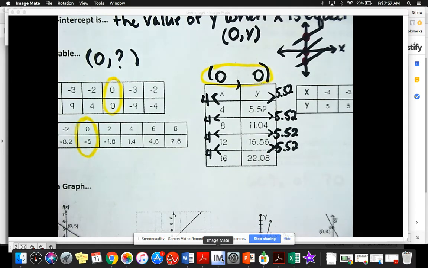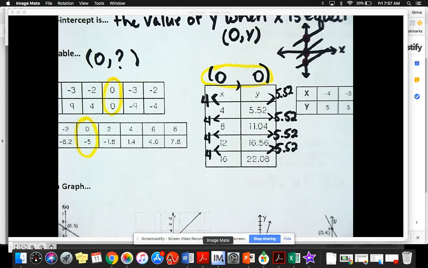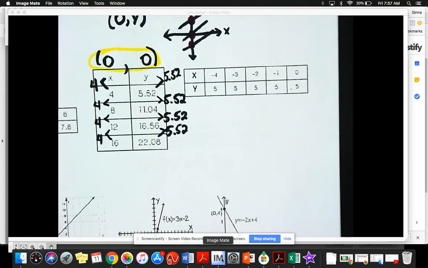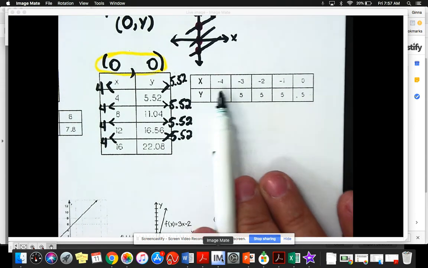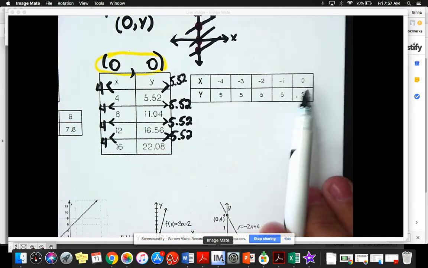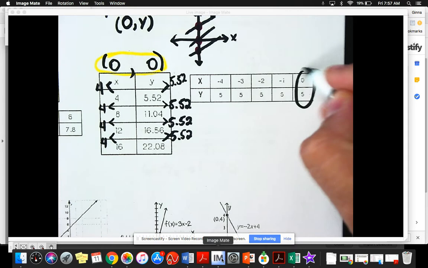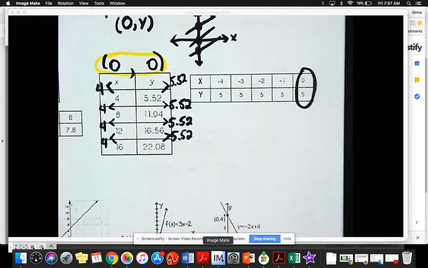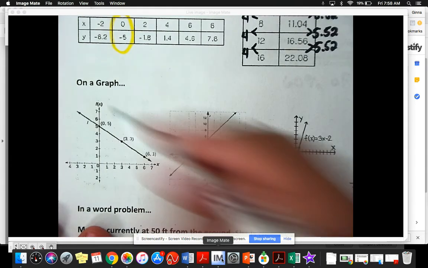So if you don't see your y-intercept, you have to know the skills or whatever it takes to get back to the 0. Some of them are a little tricky. These are easy, but some of them are a little tricky. If we scan, -4, -3, -2, -1, yep, there it is, 0, 5. There's your y-intercept. You're good to go with that one. See, tables are easy.